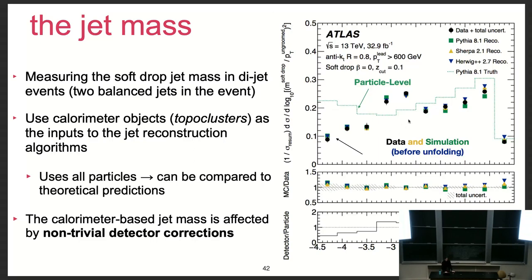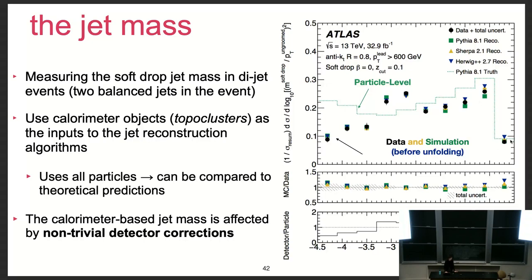The green line here is the particle level distribution. So this is basically what comes out of Pythia or some other Monte Carlo prediction. And you can see it has this nice falling shape here, and then you have a peak at the low mass region from hadronization. It falls off at really high masses.